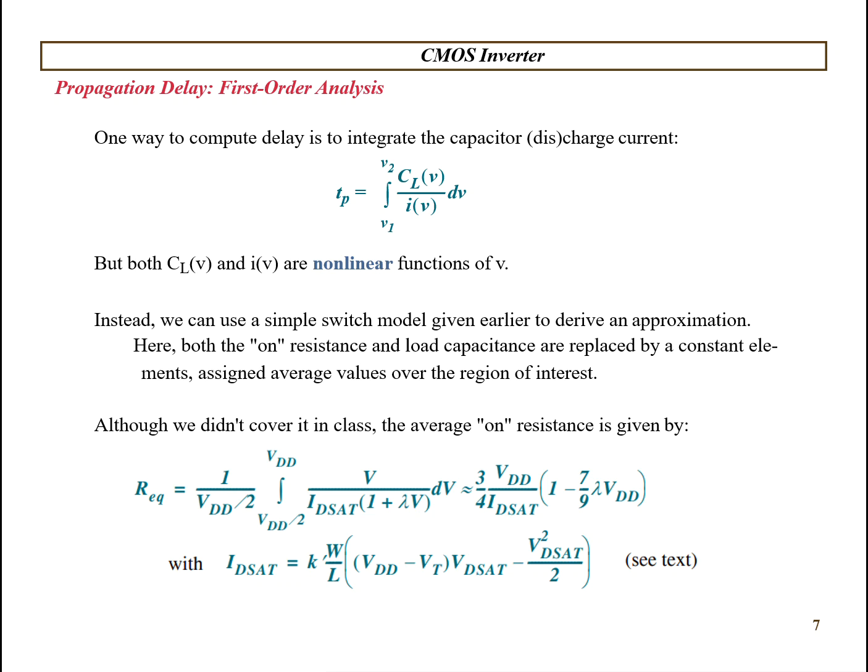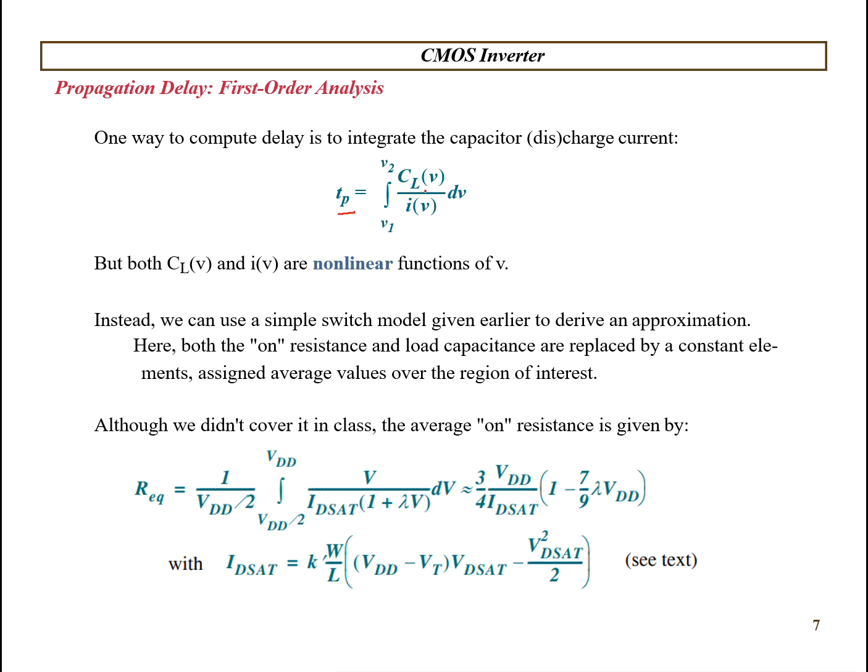So this video is on the dynamic behavior of CMOS FET, in which we are going to discuss the propagation delay from a design perspective. For this we are going to discuss the first order analysis for your propagation delay. One way to compute delay is to integrate the capacitance charging and discharging current. We know that to compute the capacitance charging and discharging delay, the tp is equal to C by I.